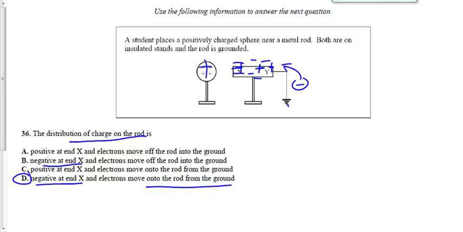How many people said D for that one? Good. What else did people say, though? How many people said B? A? C? All right.